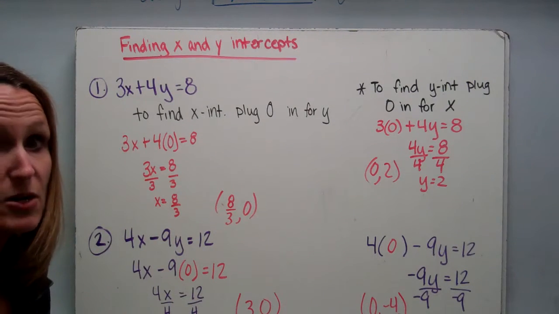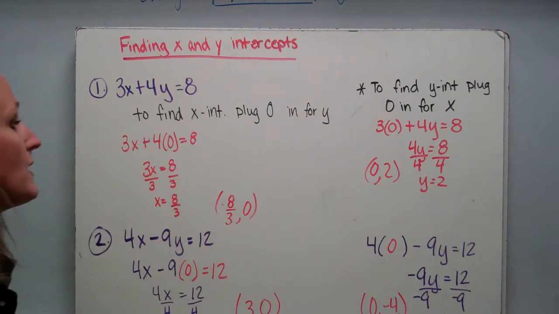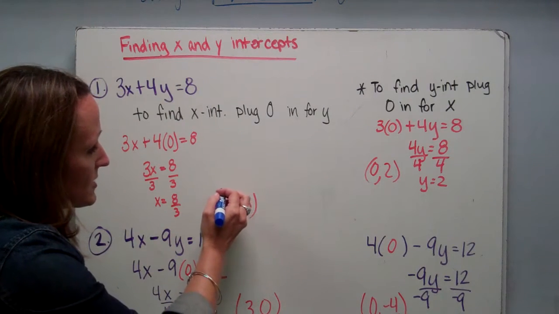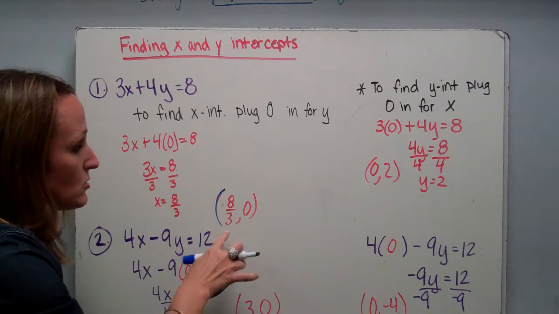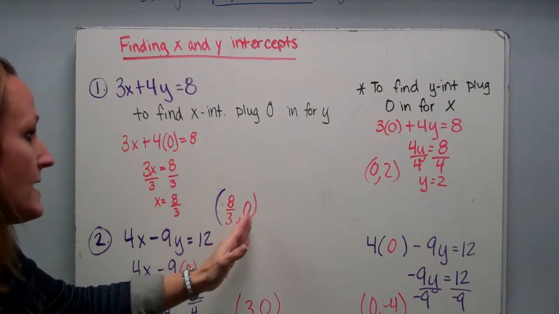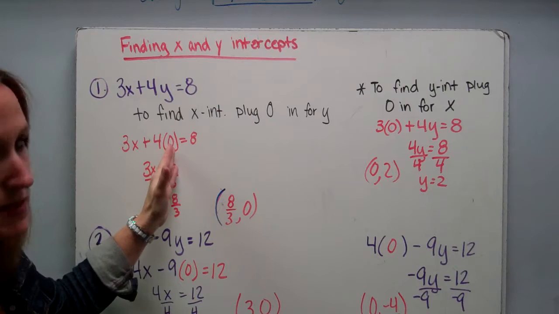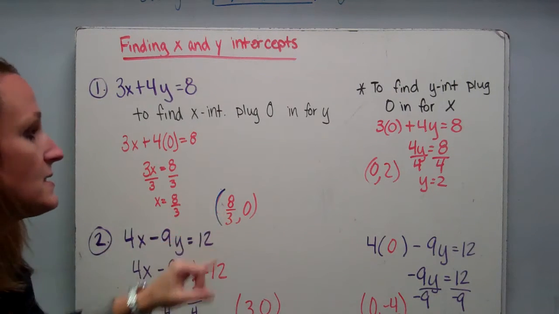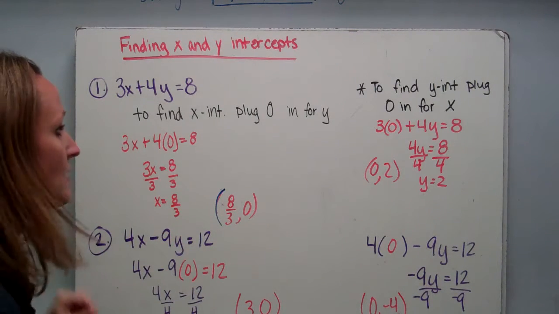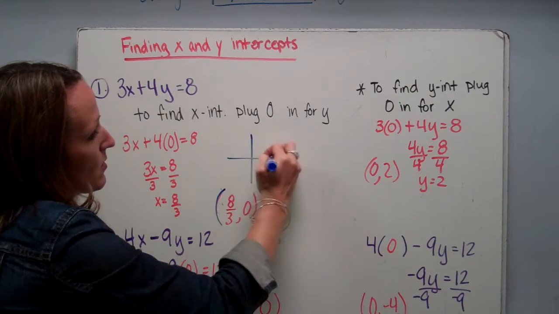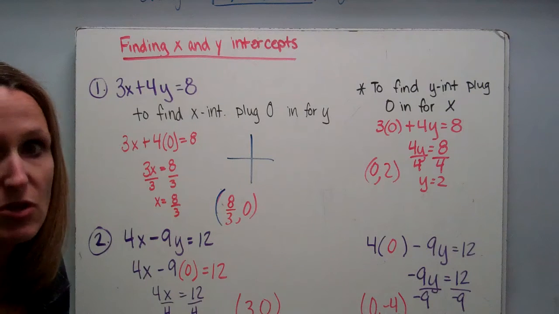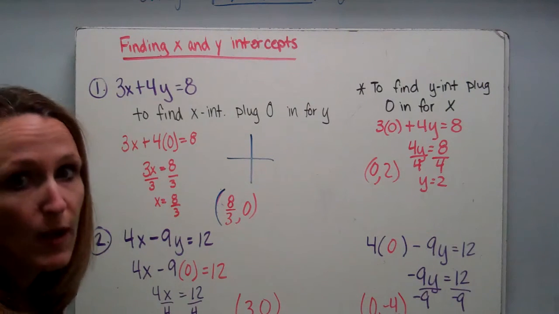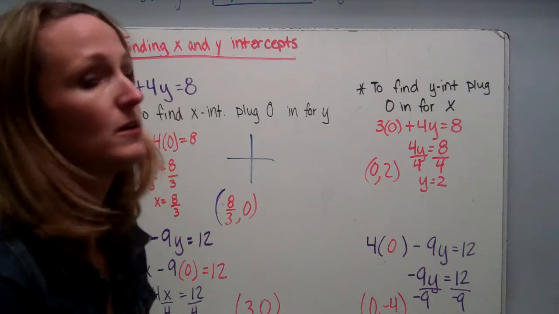So we could say that our intercepts of this equation, our x-intercept I should say, is 8/3, which is like 2 2/3, and 0. Why is it 0? Because y is 0, x is this. Remember, we are looking for our x-intercept. In other words, where on the x-axis it crosses. If it's on the x-axis, then your y value is going to be 0.